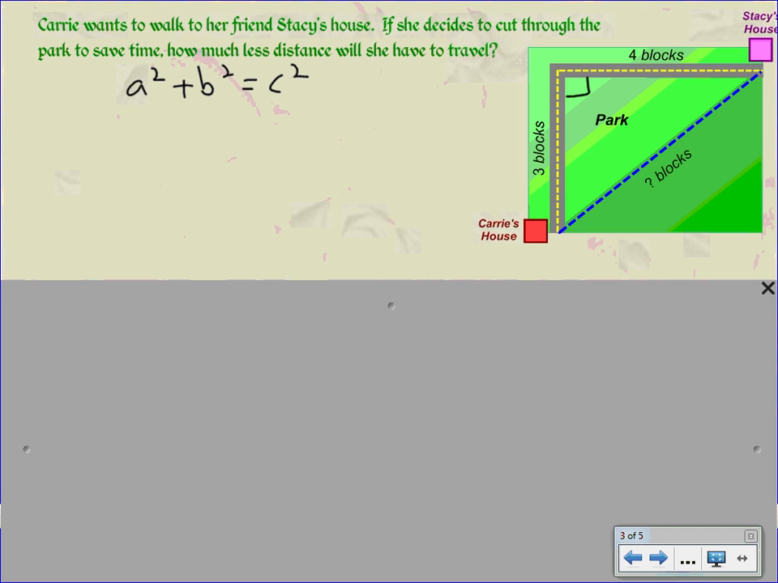Doesn't matter which leg is which. I could call the 3 blocks A, or I could call 4 blocks A. Doesn't really matter. So you can choose the order you want. I'm going to plug in 3 for A. So I'll call this one A, and this one B. And we're looking for C here.